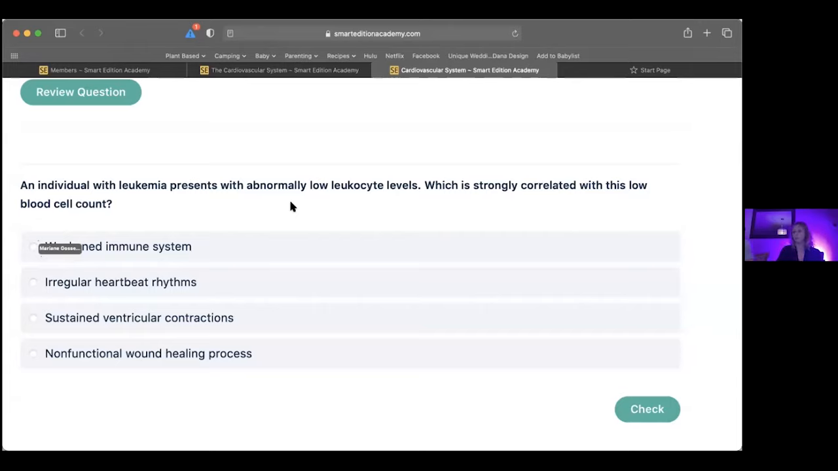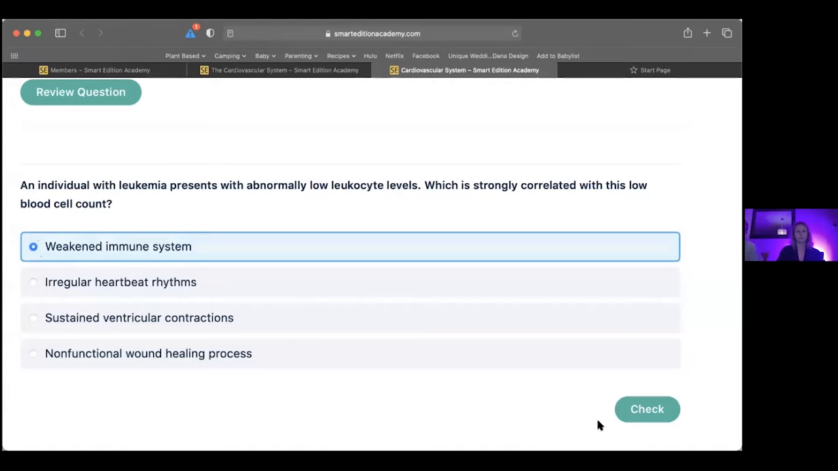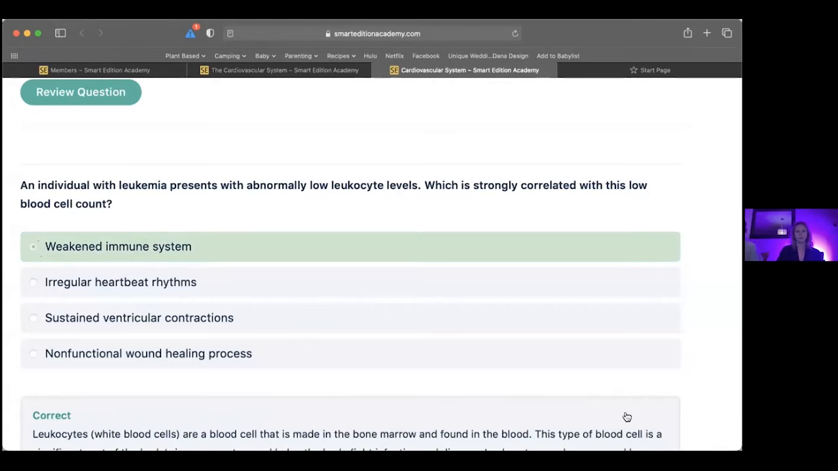Okay, another minute or so, and we'll go ahead and get into the answer. All right, let's go ahead and see. What's the answer to this one? Weakened immune system. A.